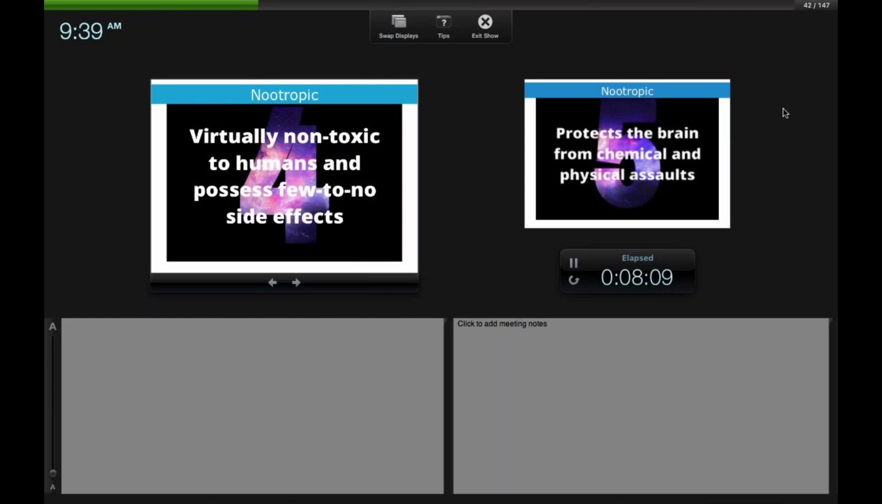So the fourth thing that has to meet the criteria for a nootropic is that it's got to be virtually non-toxic to humans and possess few to no side effects. So that sounds pretty good. That's one of the reasons the FDA is like, well, we don't know what this is, because it's not like a pharmaceutical drug where there are a lot of adverse side effects from it.